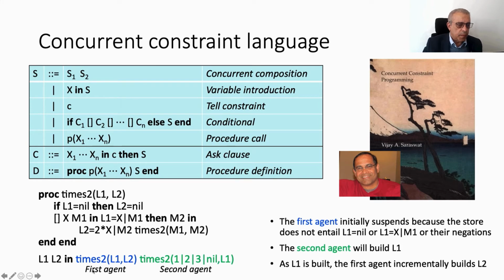And here is a simple program which consists of 2 agents, the blue agent and the green agent. The idea is that the first agent initially suspends because the store does not entail L1 equal nil, or L1 equal the cons consisting of a head X and a tail M1, or its negation. The second agent, the green agent, will build L1. And as L1 is being built incrementally, the first agent, which is the blue one, will also incrementally build L2. So you can see here the synchronization based on ask, or constraint entailment.